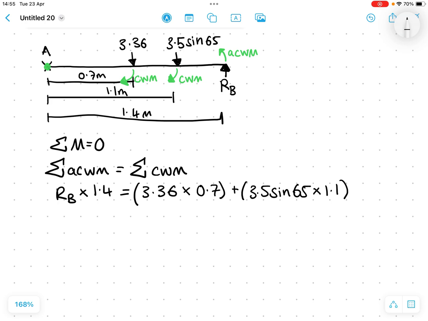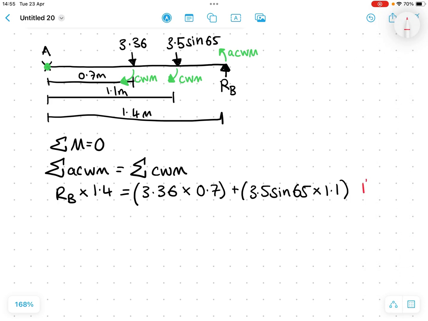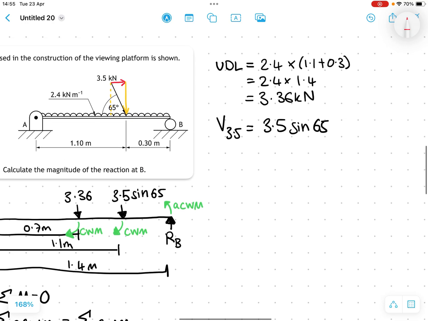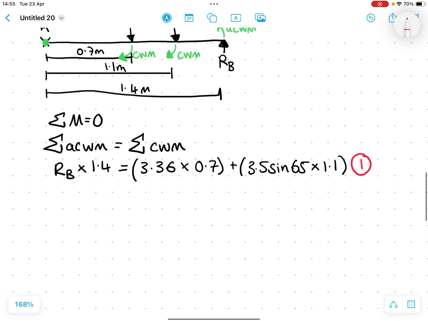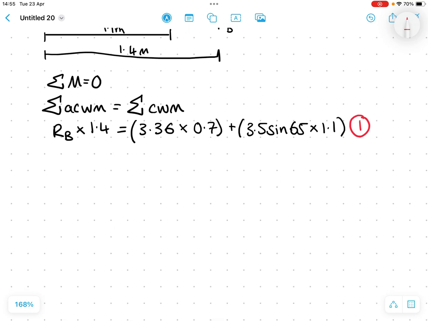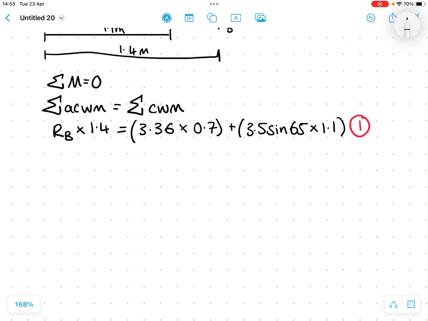As far as marks go, the SQA want you to write down this bit for a mark. You also get a mark up here for working out the point load equivalent of the UDL, and then you get 1 mark for calculating this correctly. I prefer to write down my steps before I put them into the calculator, but you can just rearrange all of that, stick it into your calculator and work out what RB is. So I would say make it whatever's easiest for you.